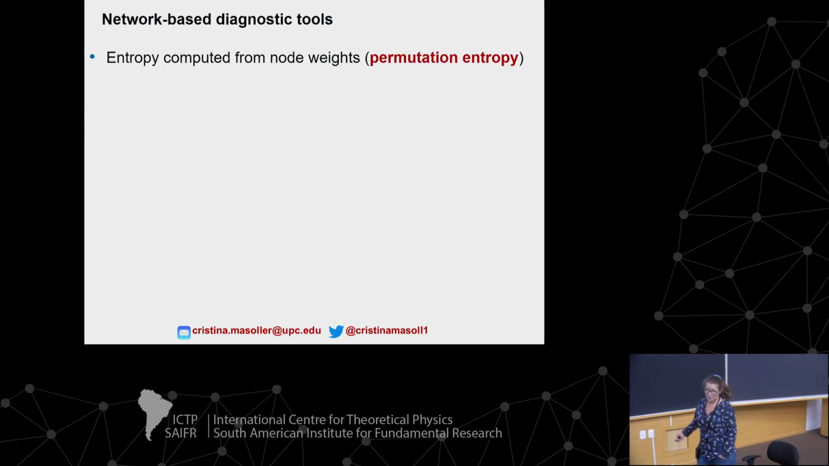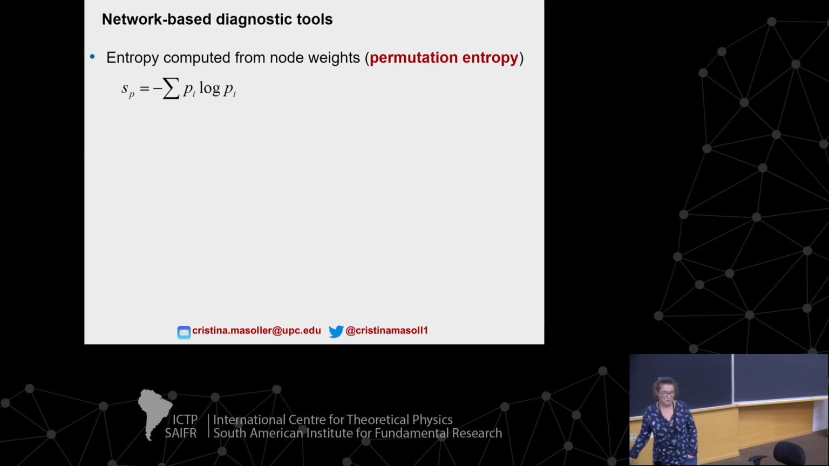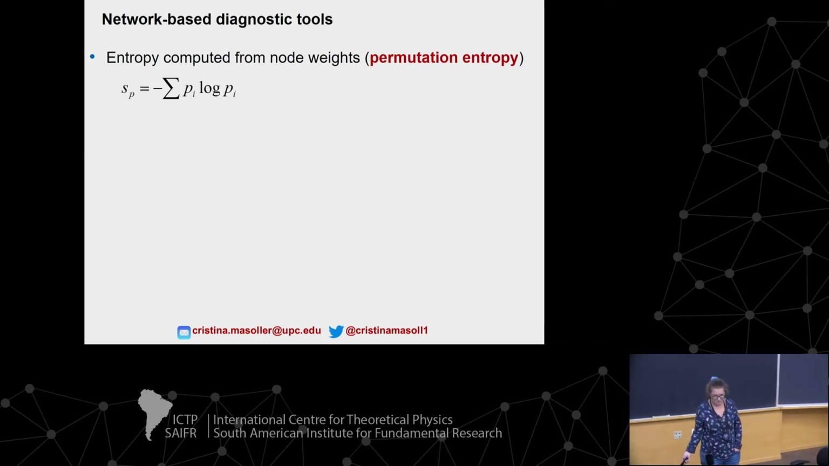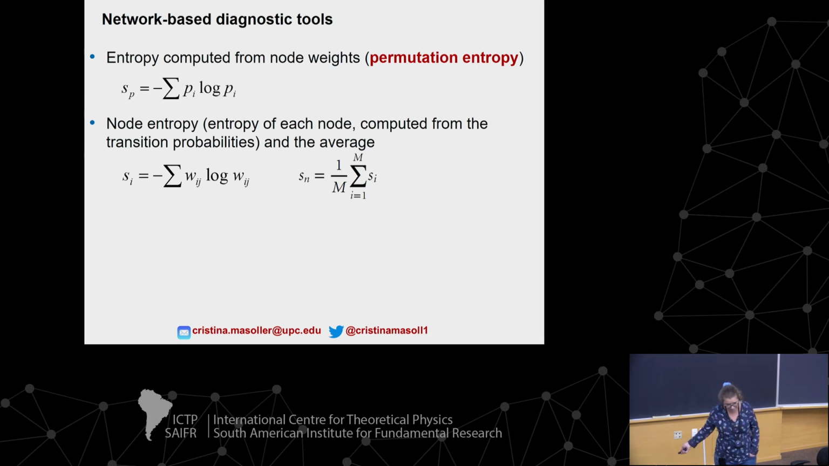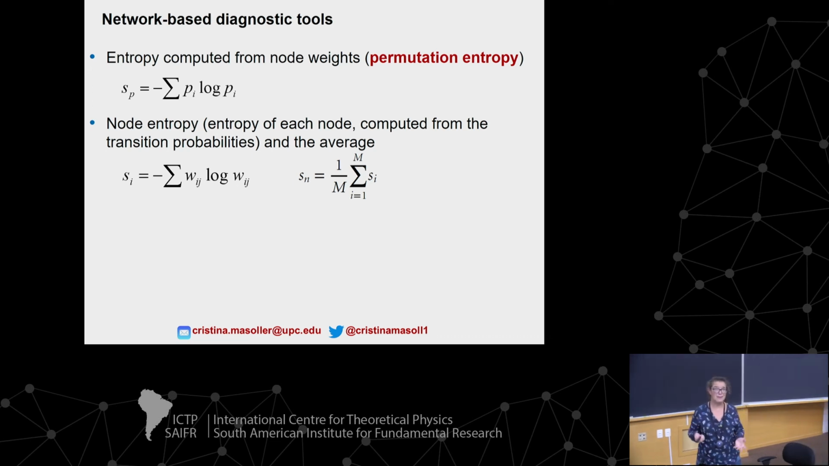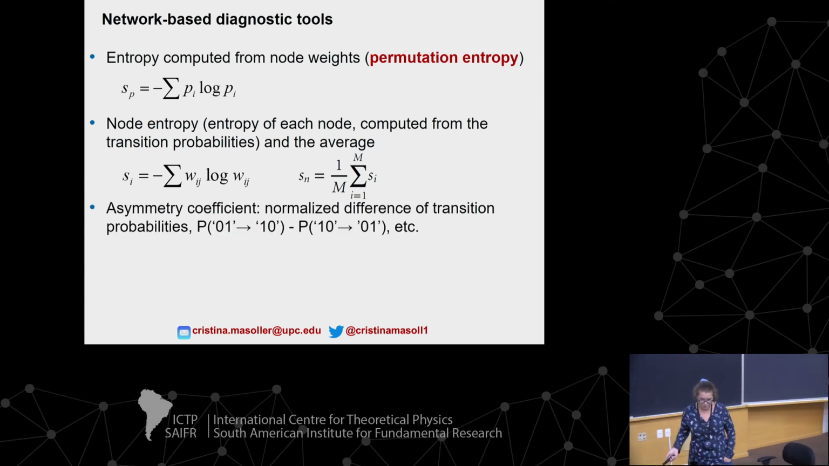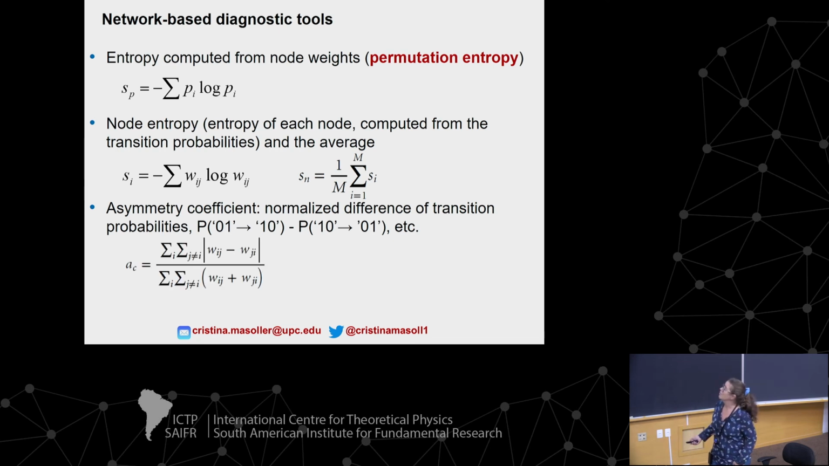So what you can do is compute the entropy of the weights of the nodes. This is just the permutation entropy. You can compute the entropy of each node, because you have all these links whose probabilities add to 1. You can also compute an asymmetry coefficient, which tells you whether the dynamics is reversible or a sign of irreversibility.